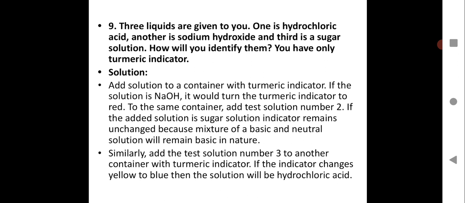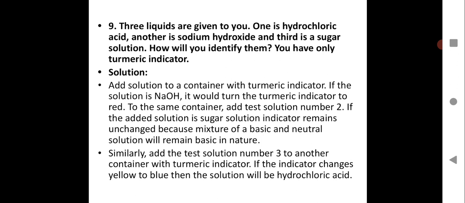See the last part. Similarly, add the test solution number 3 to another container with turmeric indicator. If the indicator changes yellow to blue, please make a change over there. It remains yellow in hydrochloric acid. It will not change to blue. Just make a change over there. In turmeric indicator, hydrochloric acid will not show any color change. Just make a correction over there.